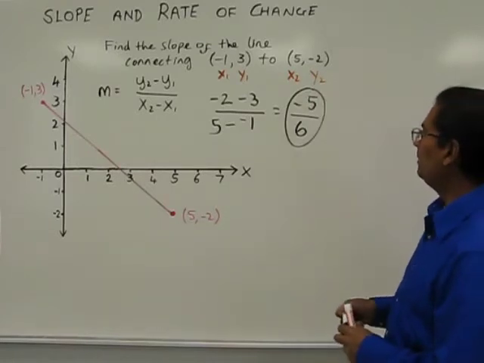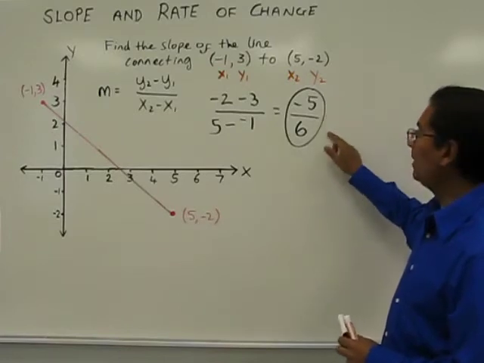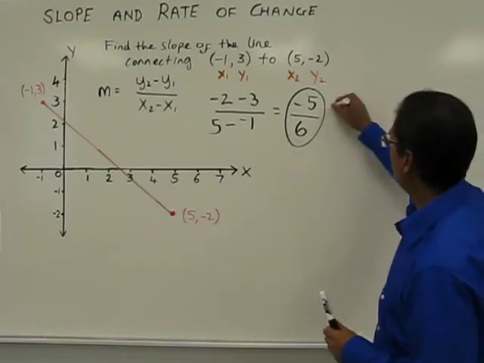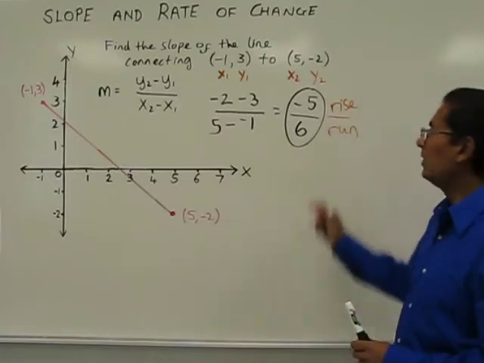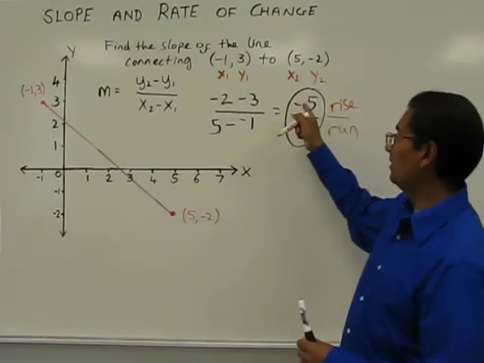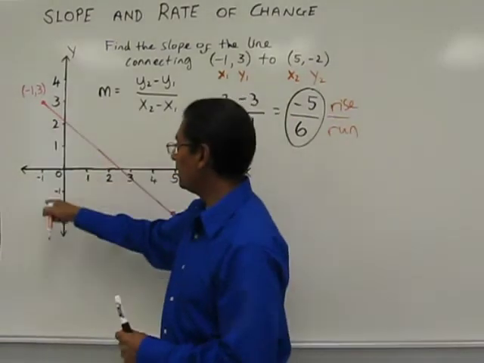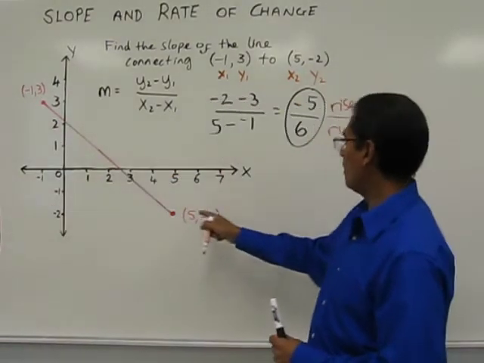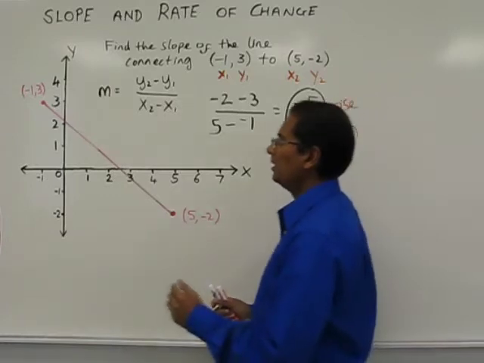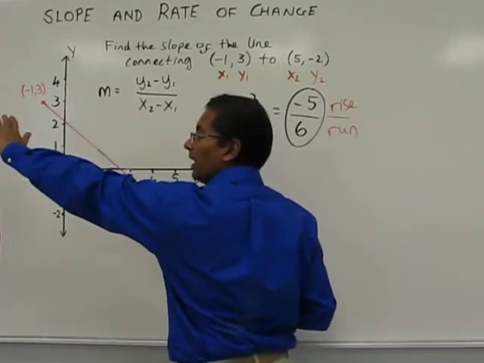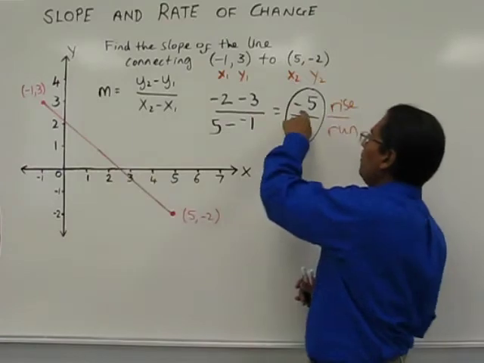And what does it mean? It's the rise over the run. Remember, the slope is the rise over the run. It means for every 5 I go down, in this case because it's negative, for every 5 I go down, I go 6 across. Okay, so notice if we have a line that's going down as we go from left to right, the slope will be negative.